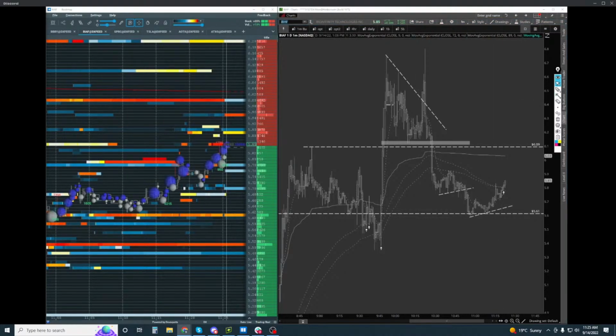SSR low volume instead is a good tool for shorting. SSR low volume.